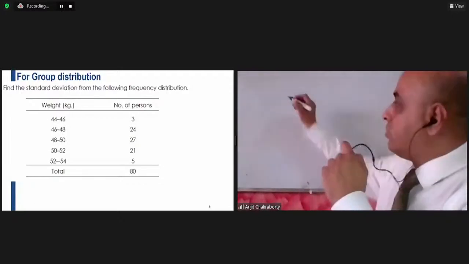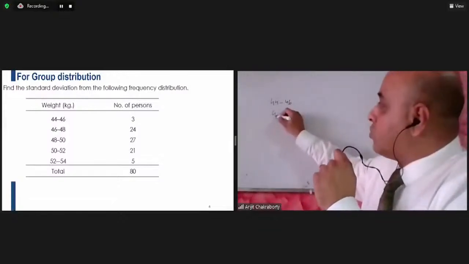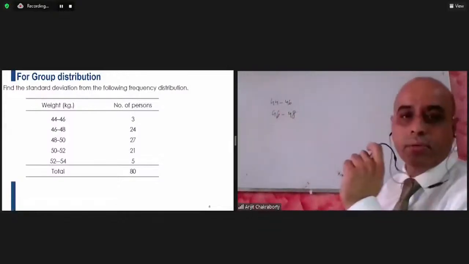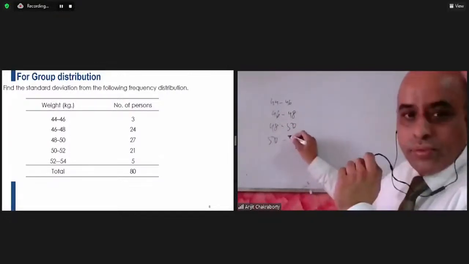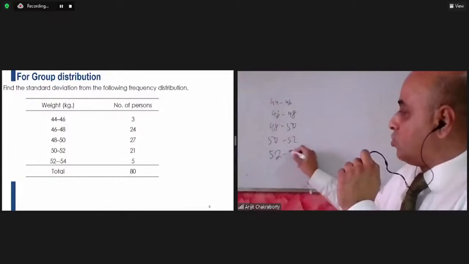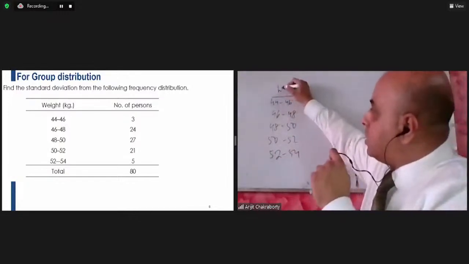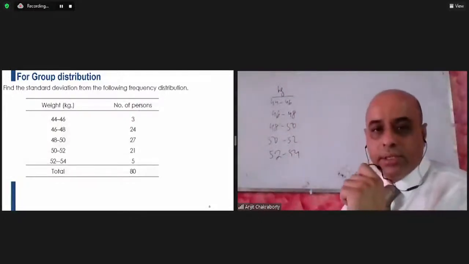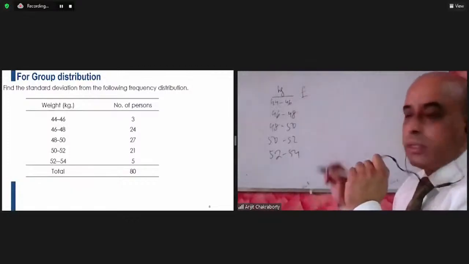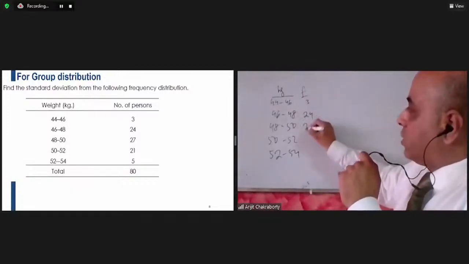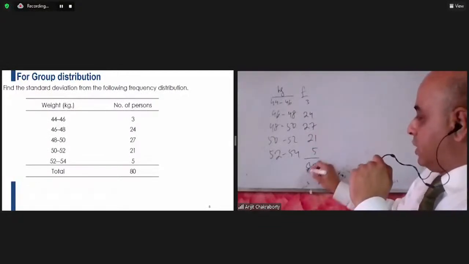First, we write down the problem. So 44 to 46, 46 to 48. Please note that the interval is 2. 48 to 50, then 50 to 52, 52 to 54. These are the class intervals which are given. This is in kg. That means the standard deviation also will be in kgs. Number of persons, that is frequency, is given: 3, 24, 27, 21 and 5. The total is given as 80.